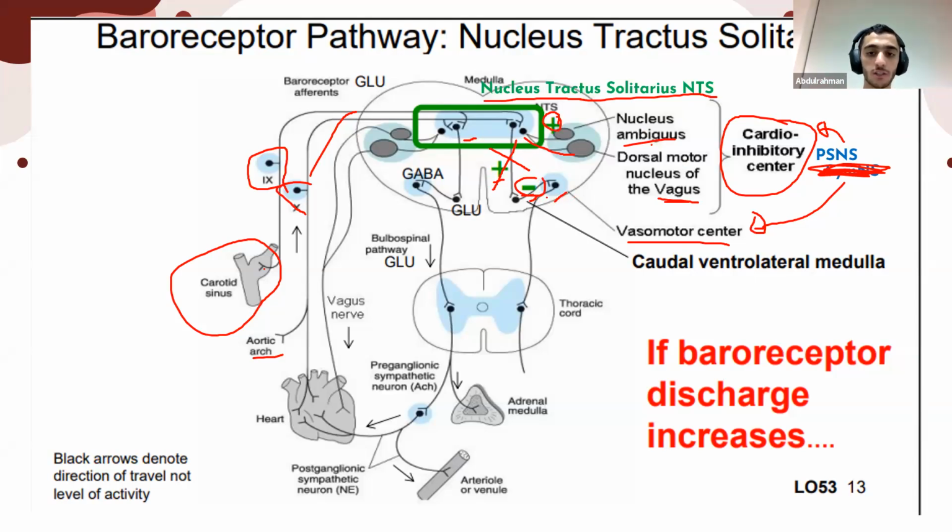And then the signals will be sent down through your spinal cord and then go out to your adrenal medulla and the heart and the blood vessels. Is this clear, guys? Do you guys get the effects of the nucleus tractus solitarius?